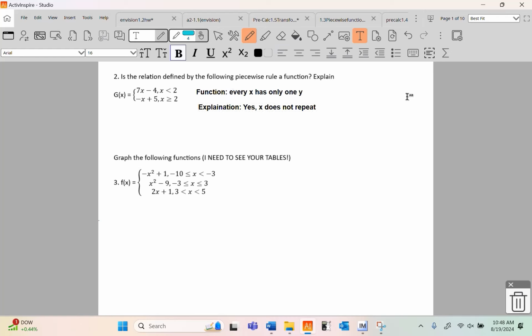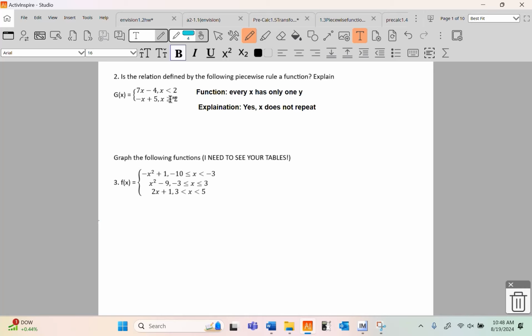So here's number 2, and I wrote out the definition. Every x has only one y. I know this is beyond some kids, but this top function will not accept 2. It'll accept everything less than 2, so I'm only going to get one y value for everything here.